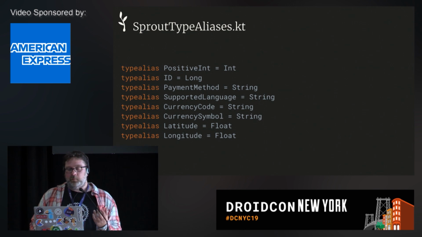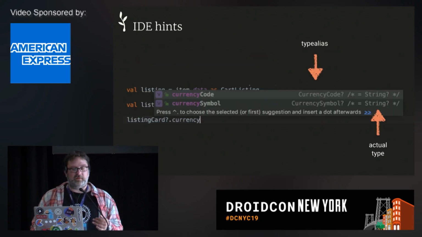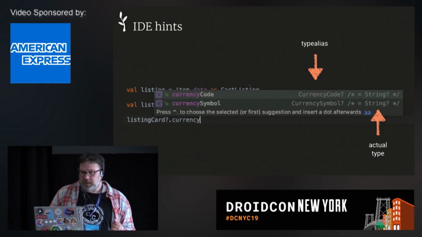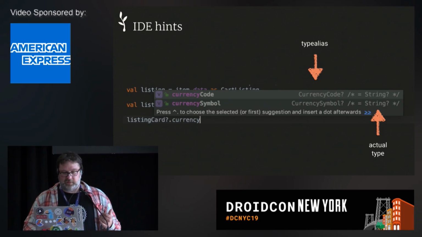So that when we generate our code, we generate a model that looks a little like this. You can see that positive int, those are type aliases, and really Moshi just sees that as int, and it totally works with Moshi. It gets erased at runtime. Moshi doesn't care about this at all, but what it does is it gives us IDE hints. And if you look, on the left is actually the type alias, and on the right is the actual type.